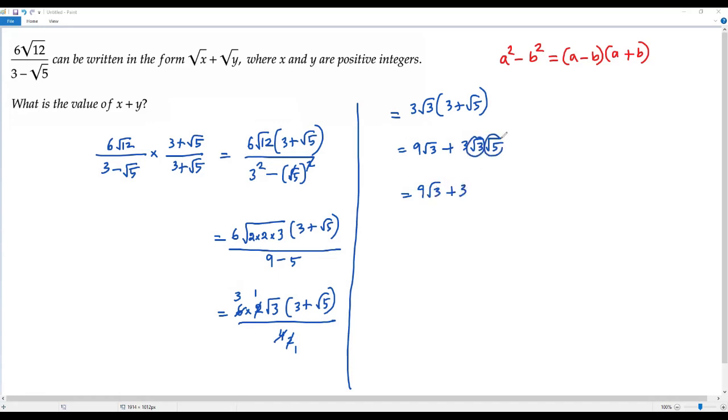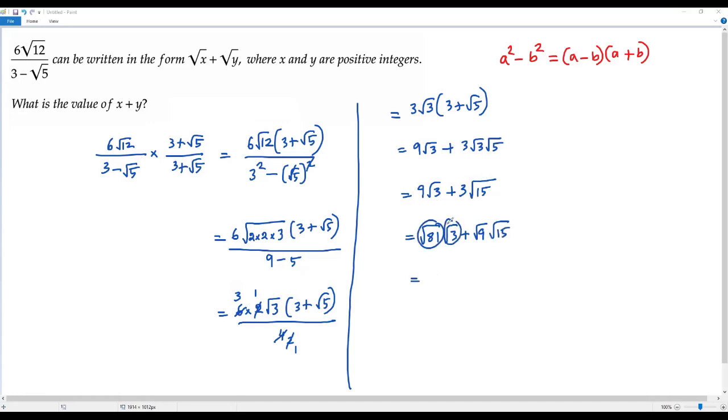Okay, 9 times square root of 3 plus 3 times square root of 3 times square root of 5. Here we multiply two square roots. So what we can do is take the square root in common and multiply the numbers inside the square root. Then we get 3 times 5 is 15. Now we can write this 9 as square root of 81, and we can write this square root of 3 as it is. Plus, we can write this 3 as square root of 9, and we can write this one as it is, that is square root of 15.